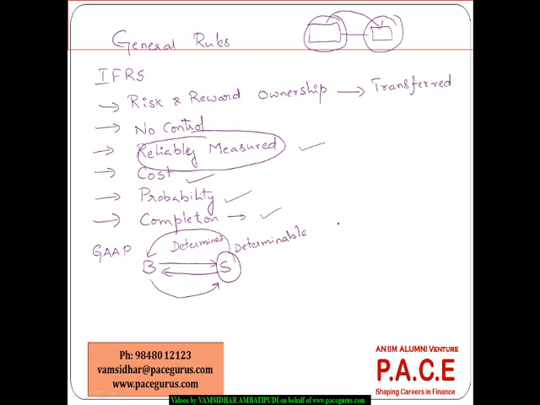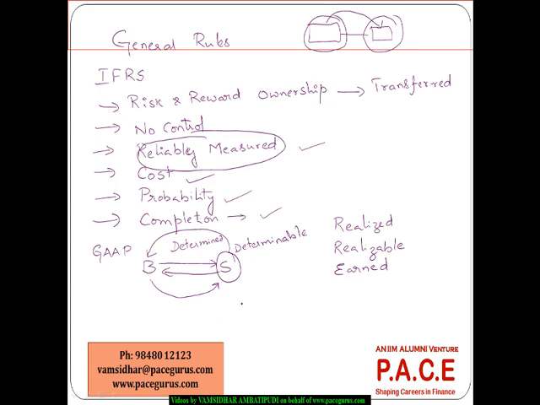So the GAAP says not just earned, even if it is realized, or even if it is realizable. If I am very much sure that I am going to get it to a large extent, I can very well recognize it as a part of the revenue. But whatever it is, to a large extent, both of them try to come out with a similar set of rules as far as revenue recognition is concerned.